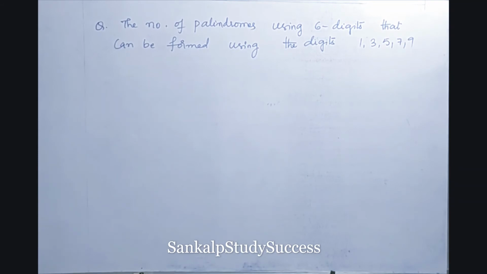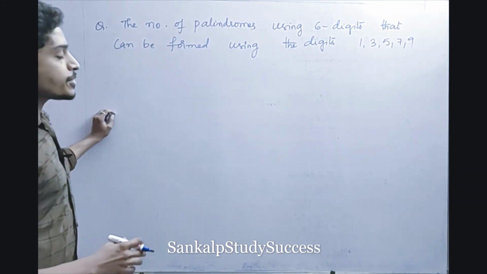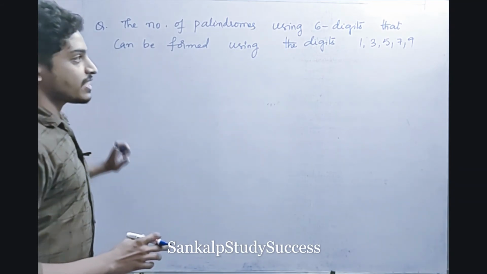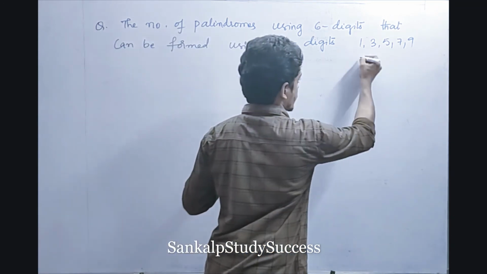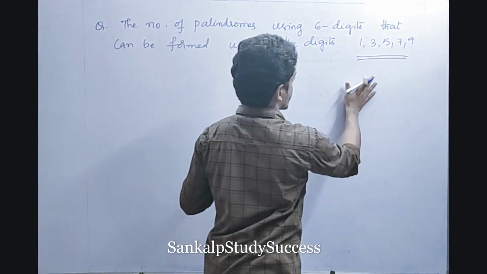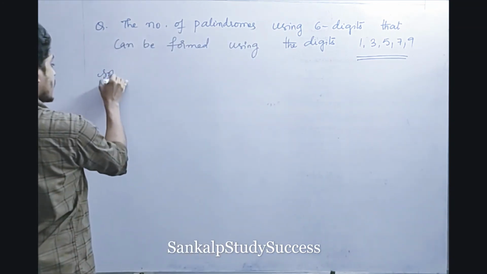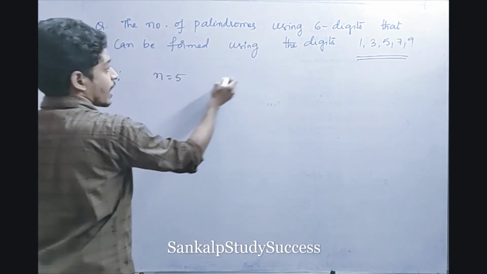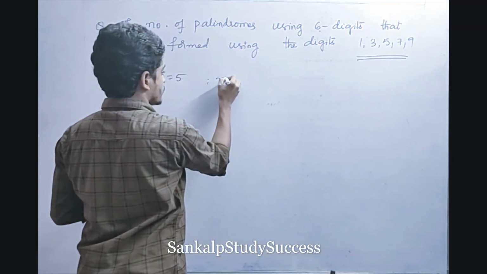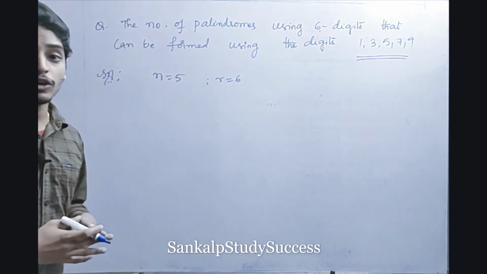Okay friends, let us see this question. The number of palindromes using 6 digits that can be formed using the digits 1, 3, 5, 7 and 9. So the number of digits is 1, 2, 3, 4, 5, right? So here n equals 5 and r equals 6 digits. Right friends? So how many palindromes can we arrange?